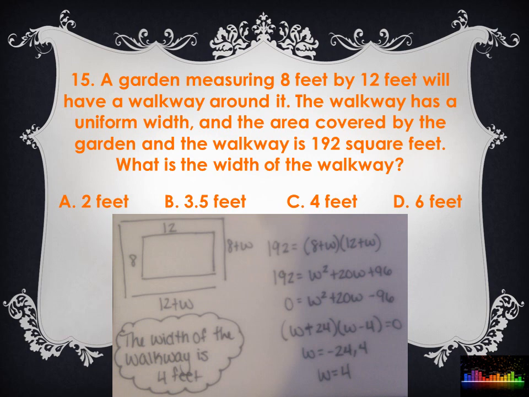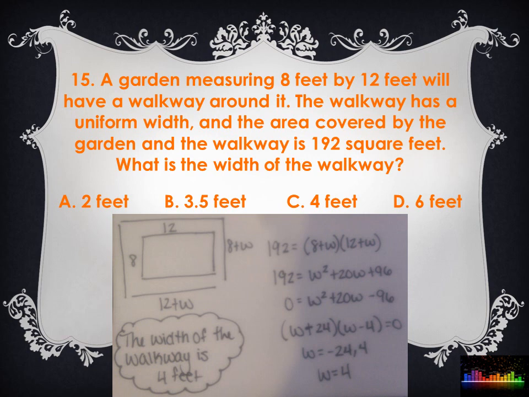For this one, we can draw a picture. It says a garden measuring 8 feet by 12 feet will have a walkway around it. So we can draw our garden, so it's 8 by 12. And then the walkway has a uniform width, and the area covered by the garden and the walkway is 192. So we're going to say our uniform width is W. You make it X, whatever variable you want.